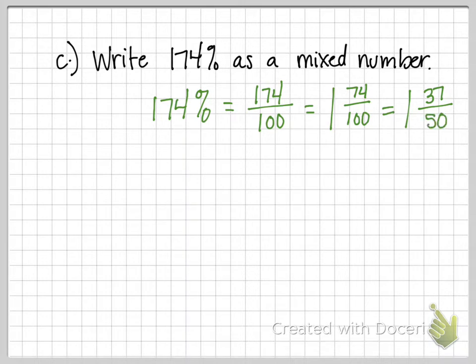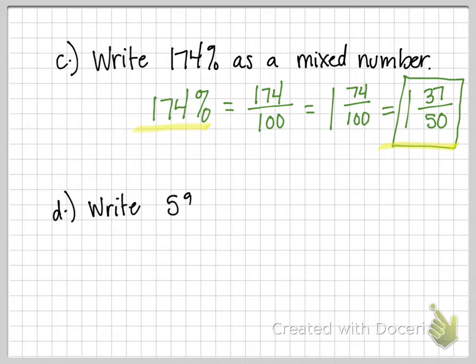Yes. Divide each of these by 2. We get 1 and 37 50ths. That's the answer. That is our mixed number. This fraction is the same thing as this percent. It is just written in a different form. Okay?